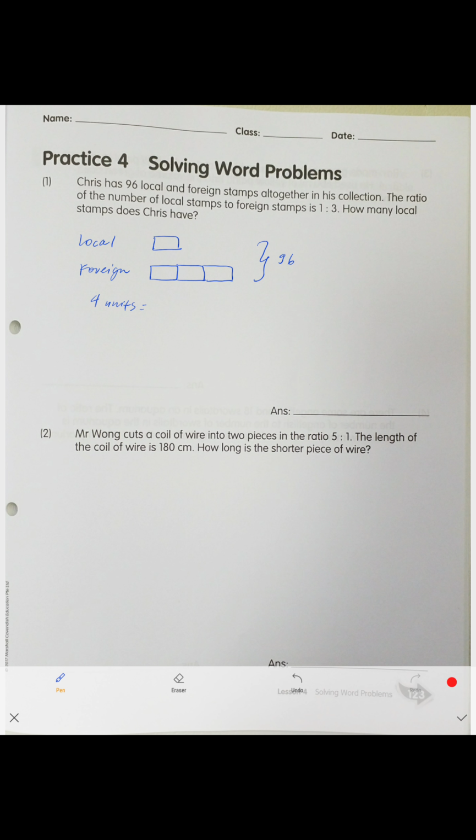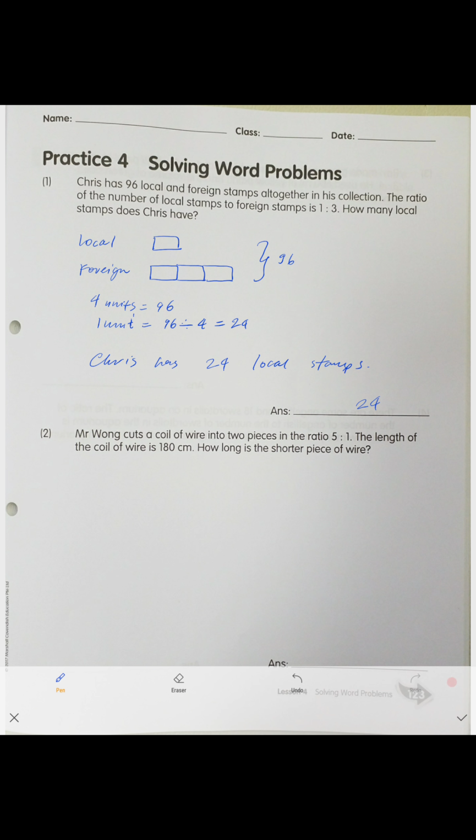And that's it. Your problem becomes very clear. 4 units is 96. So 1 unit is 96 divided by 4. It is 24, and that's your answer. 24, right? That's it. Chris has 24 local stamps.